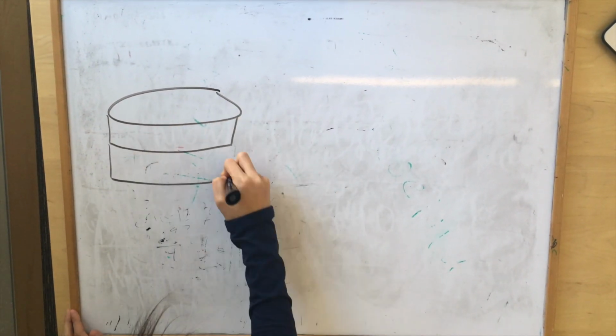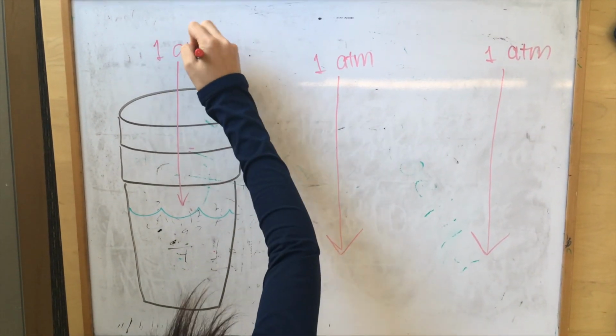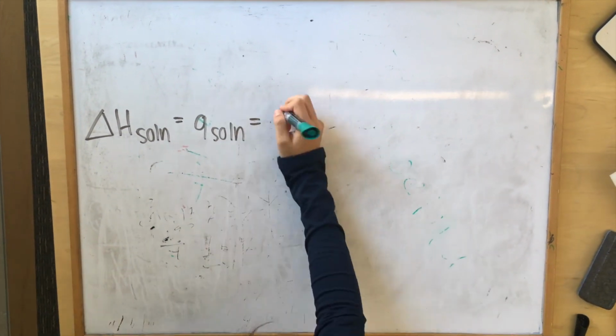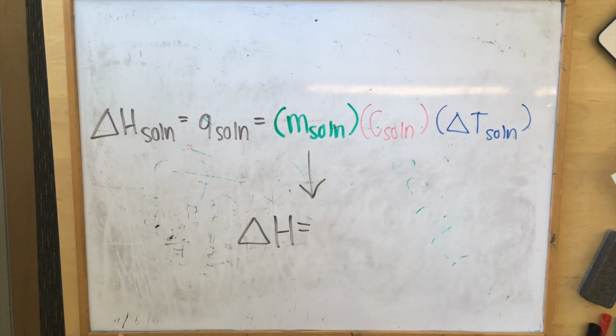An example of a constant pressure calorimeter is the coffee cup calorimeter. Because it is unsealed, the pressure inside the calorimeter is equal to that of the atmosphere, which is around 1 atm. At constant pressure, the change in enthalpy is equal to the heat of solution, which also equals the mass of solution times the specific heat of solution times the change in temperature of the solution in Kelvin. This can also be written as ΔH = mCΔT.